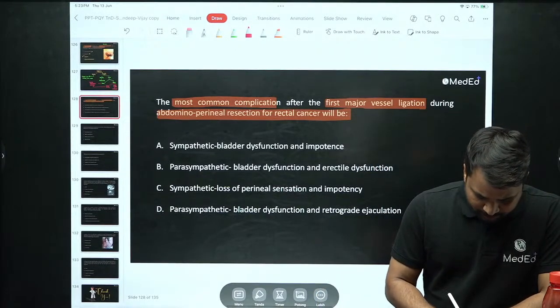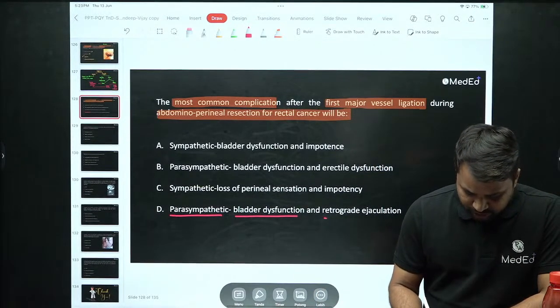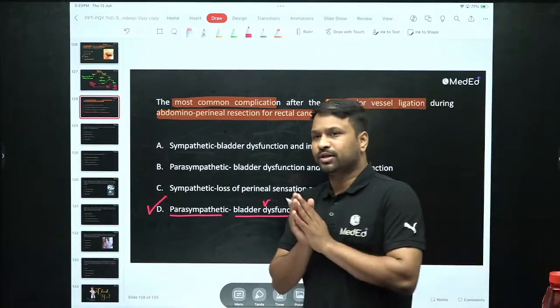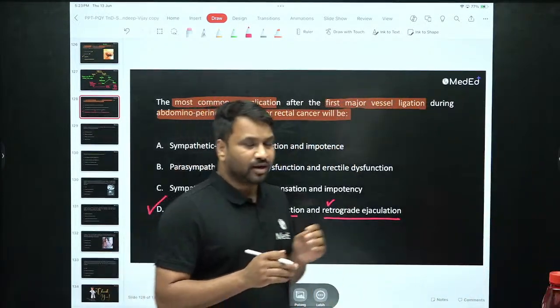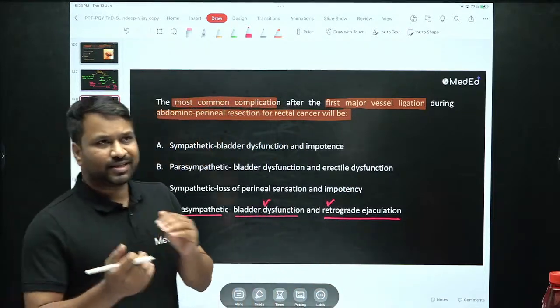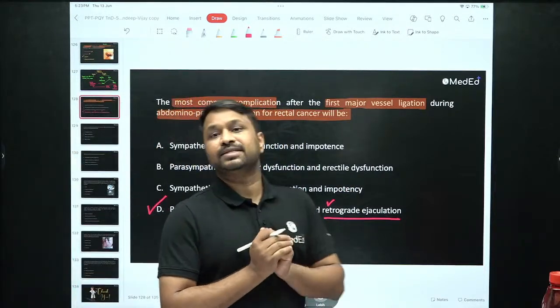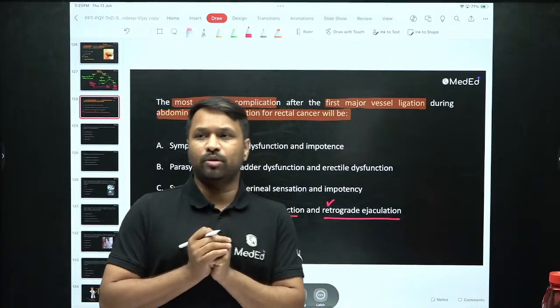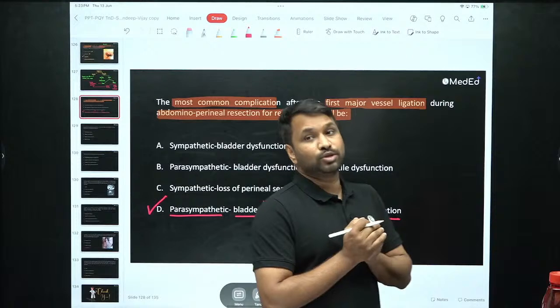Remember, it is going to be a parasympathetic bladder dysfunction and a retrograde ejaculation. There are two complications that you have to remember. Just remember the complication. Nothing more is important in terms of APR. APR is done for rectal lesions where the stump length is less than 5 centimeters, or where the anorectal junction is going to be compromised, or the anorectal bundle is going to get compromised.